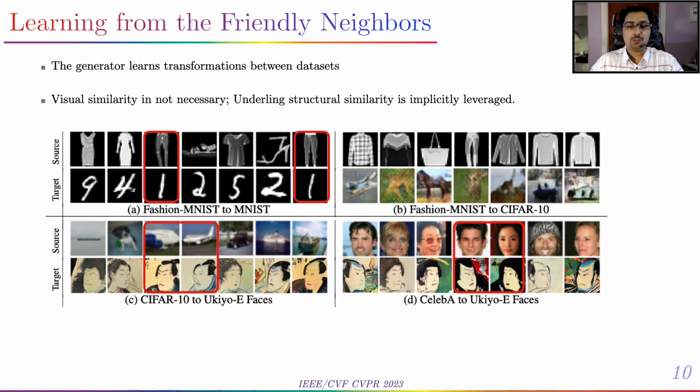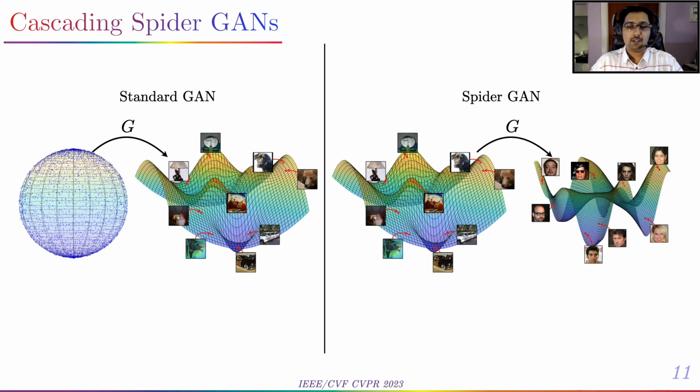SpiderGANs are able to discover structural similarity between the input and output stages. In the case of the trousers in fashion MNIST mapping to the digit class 1, this correlates with visual similarity, while in the case of the airplane class in CIFAR 10 clustering to the male ukiyo-e faces, the structural similarity is implicit.